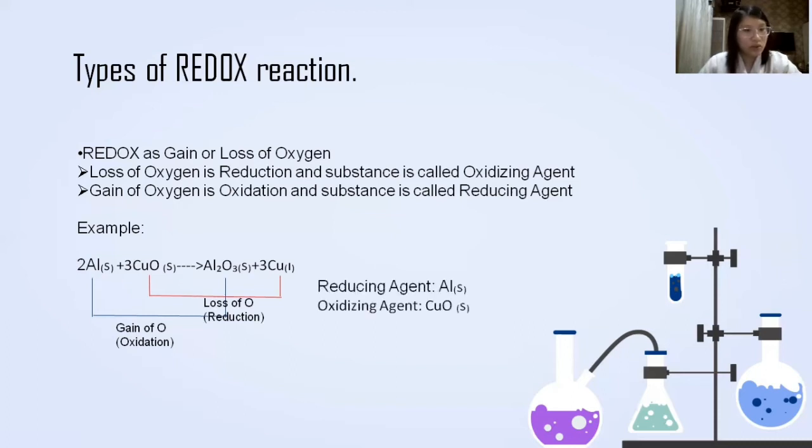The reducing agent in this reaction will be aluminium because it carries the atom that lost electrons, while the oxidizing agent is cupric oxide.